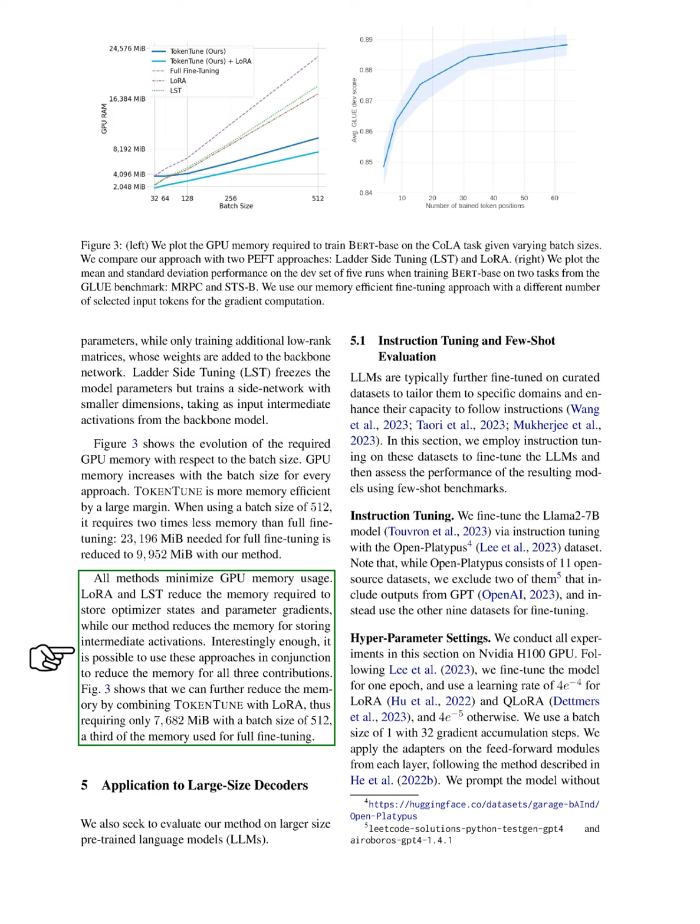All methods aim to minimize GPU memory usage, with LoRa and LST reducing memory for optimizer states and gradients, while our method cuts down on memory for intermediate activations. Interestingly, we can combine these approaches to further decrease memory usage. By integrating TOKENTUNE with LoRa, we reduce memory to 7,682 MB at a batch size of 512, which is only a third of what full fine-tuning requires.